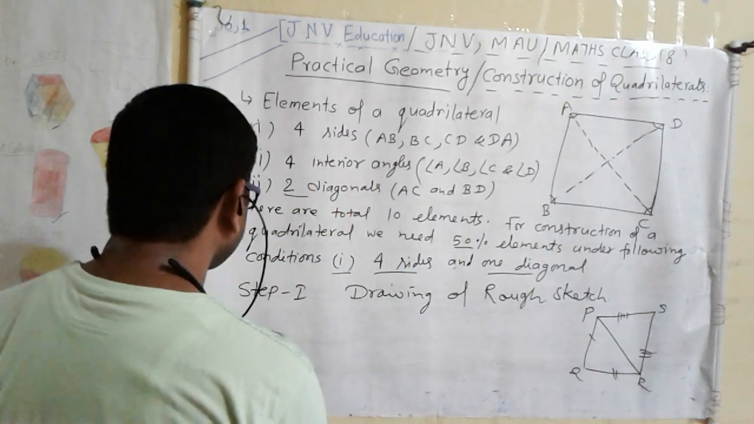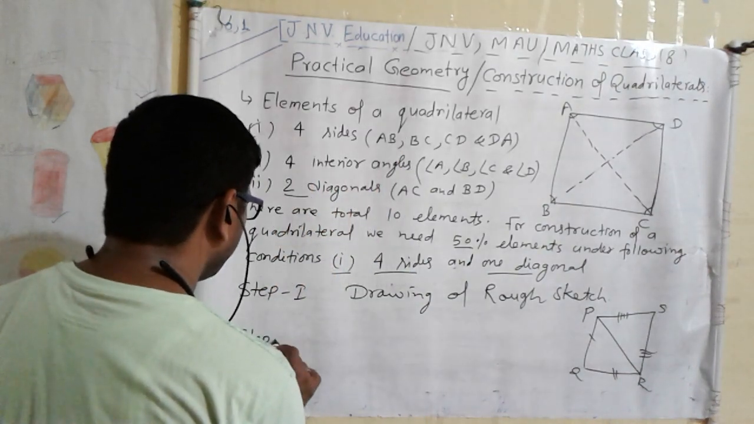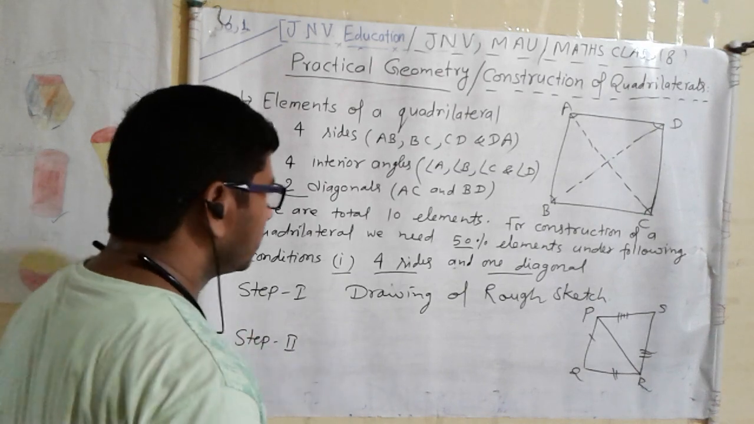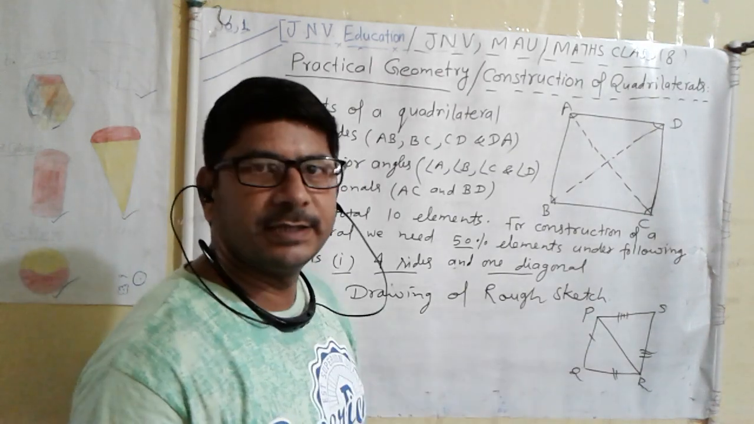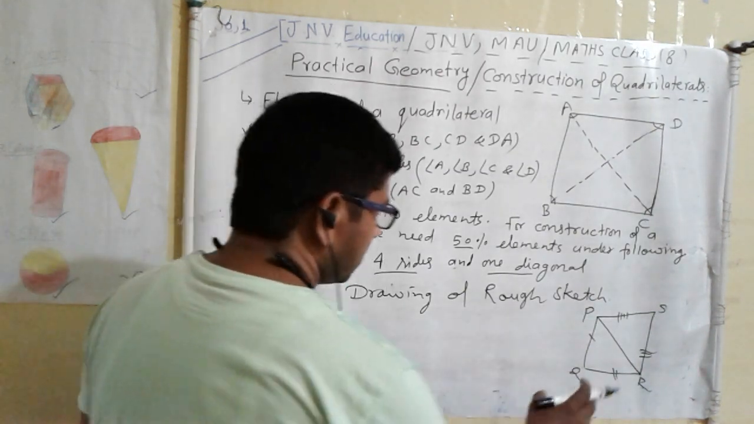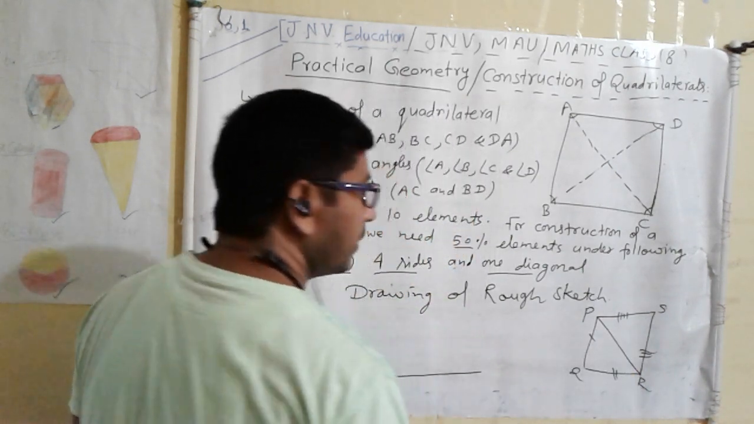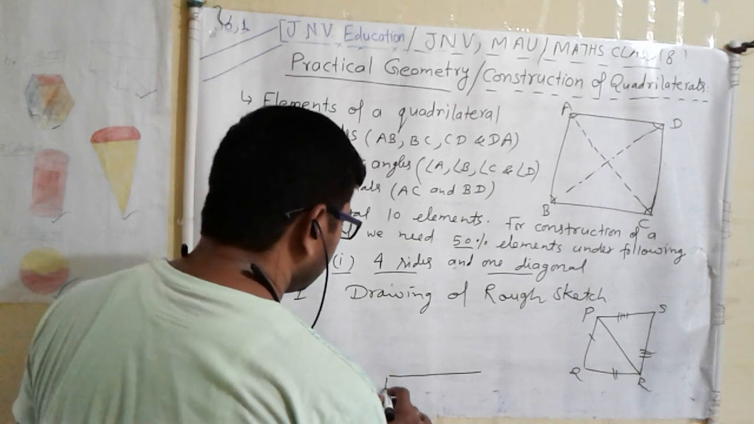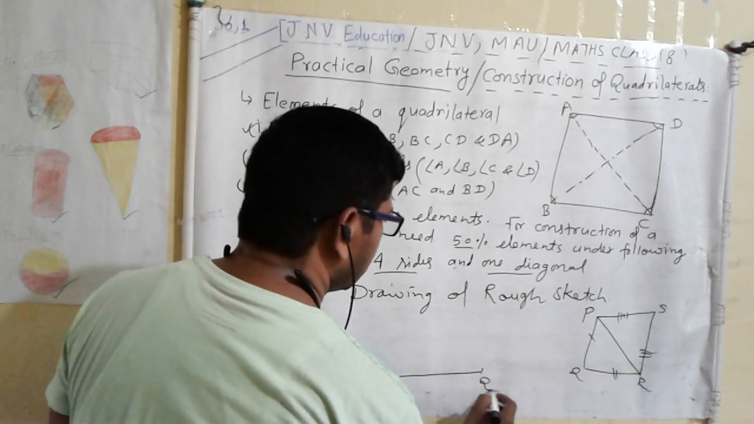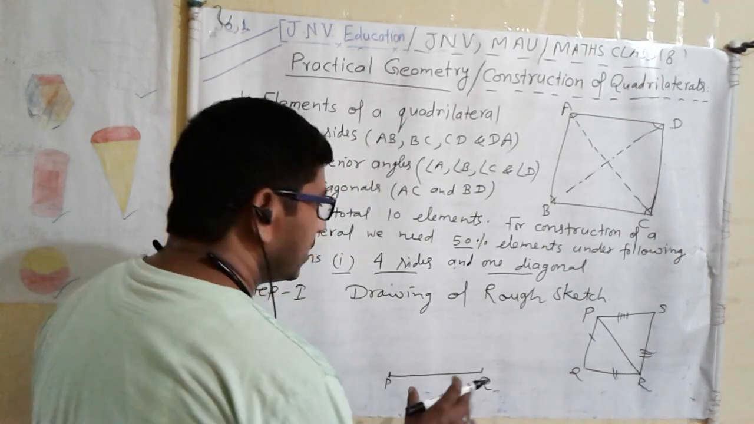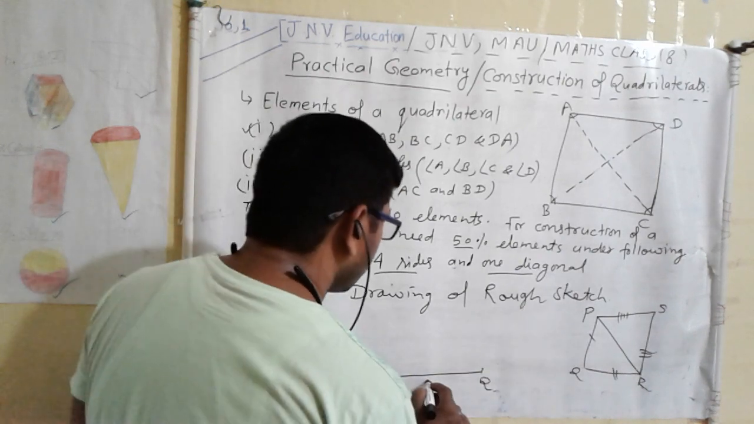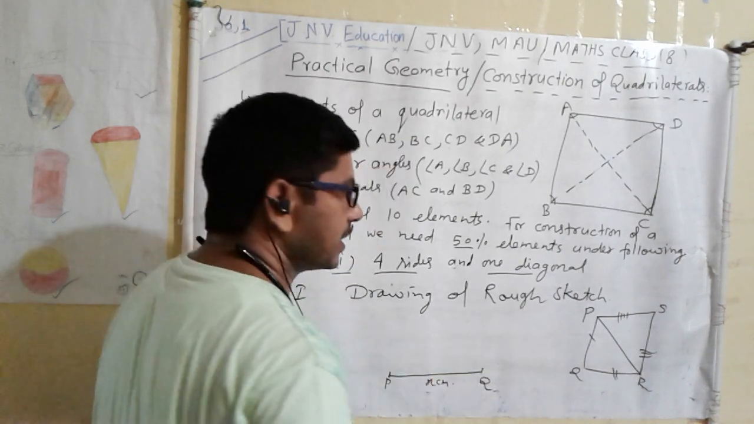After that, in step 2, take any side as base. So suppose we take PQ as base here. So draw PQ with the help of a ruler, and according to the given measures. Suppose this is 8 centimeters.